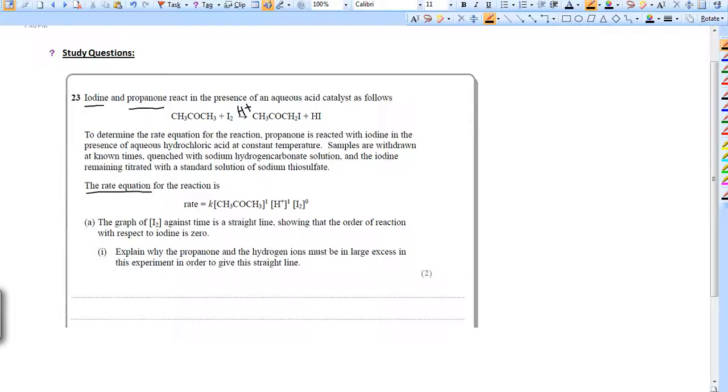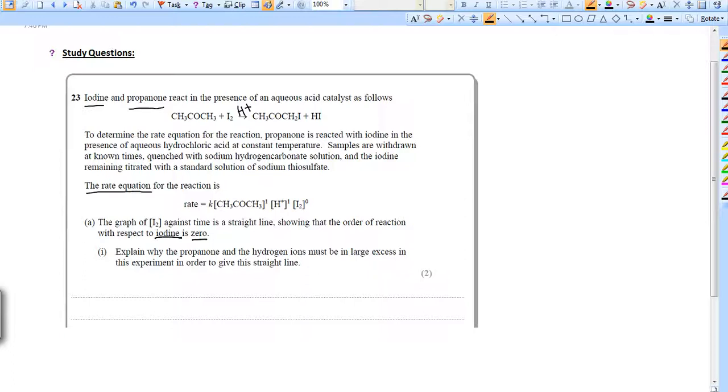Here in part A it says the graph of I2 against time is a straight line, showing that the order of reaction with respect to iodine is 0. So by this meantime we have known that the order of iodine is 0. Since it is 0, obviously the order of iodine would be 0.